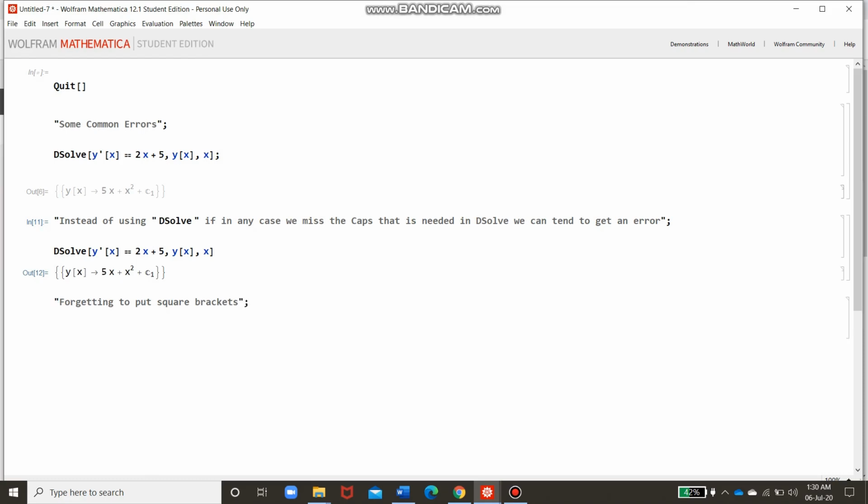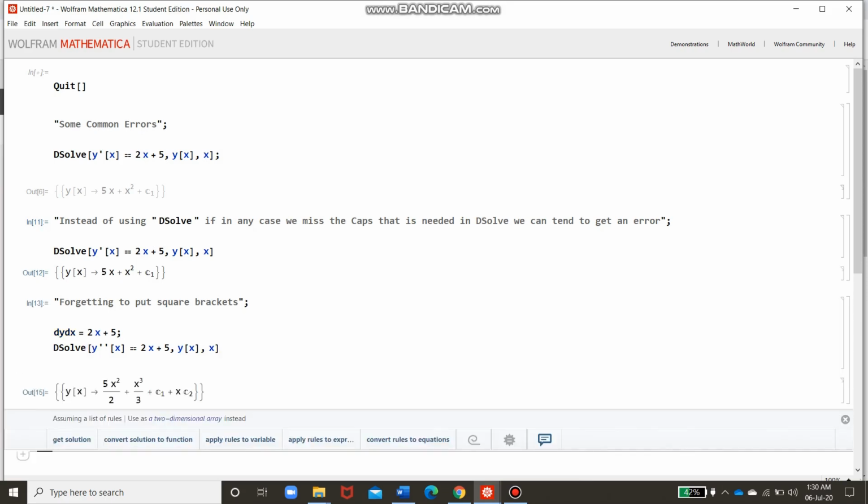And the third error I would point out is, if for example your equation is dy by dx equal to 2x plus 5, and you are using DSolve, instead of y dash x, if you put y of x, or if you put y double dash x equal 2x plus 5 comma y of x comma x, I would get a totally different answer.